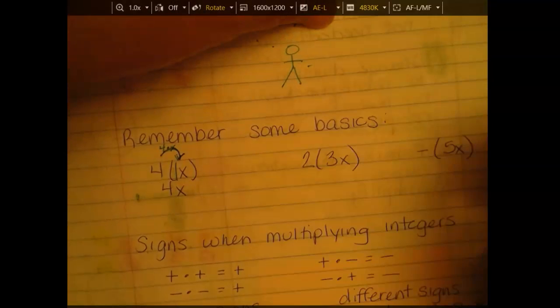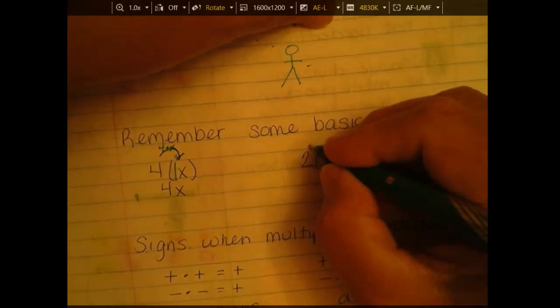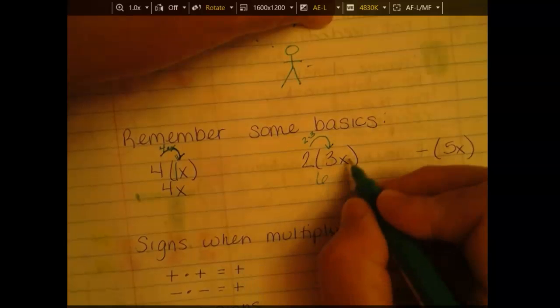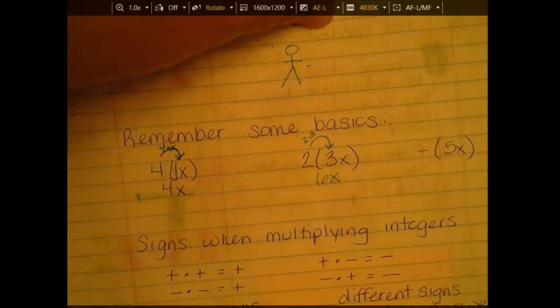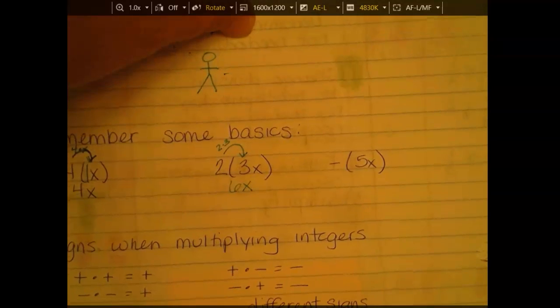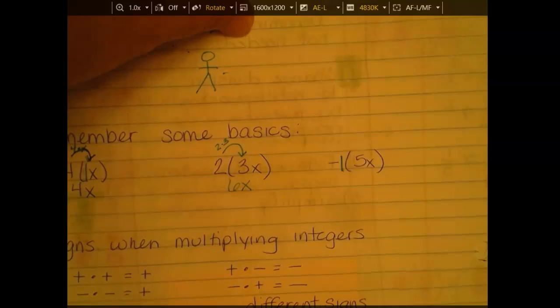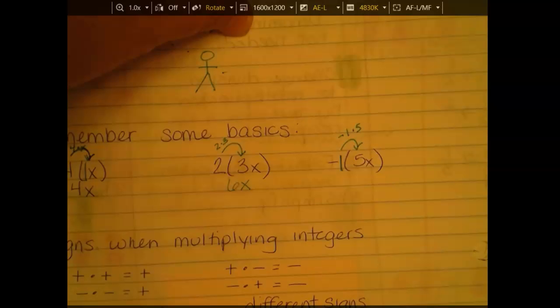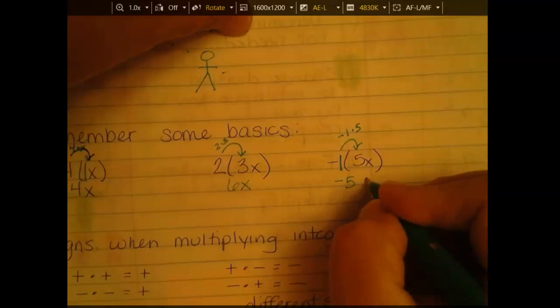So 2 parentheses 3x is really 2 times 3x. We multiply the number parts, 2 times 3, and that is 6. The x just stays tacked on to that, right? So 2 parentheses 3x is 2 times 3x is 6x. Now, this is a confusing point for some people, but a negative parentheses 5x is really a negative 1 multiplied by 5x. So we do the multiplication, negative 1 times 5, and that would be negative 5, and the x is attached to it.